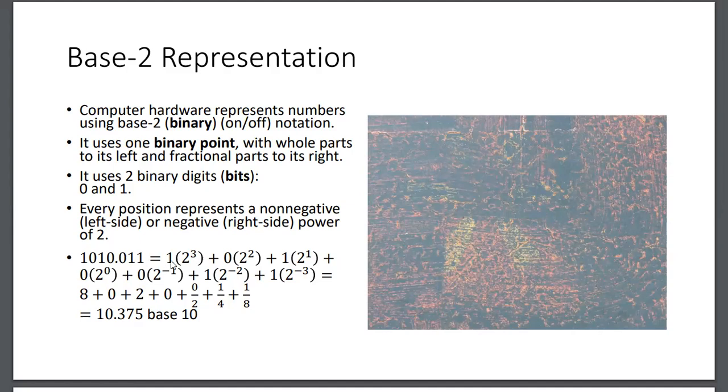1010.011. That means 1 times 2 to the 3rd plus 0 times 2 squared plus 1 times 2 to the 1st plus 0 times 2 to the 0 power. And then the dot is implied right here, plus 0 times 2 to the -1 plus 1 times 2 to the -2 plus 1 times 2 to the -3. When we take the values of these, that becomes 8 plus 0 plus 2 plus 0 plus 0 over 2 plus 1 over 4 plus 1 over 8. And if you add those all together, you get 10.375, the base 10 equivalent.